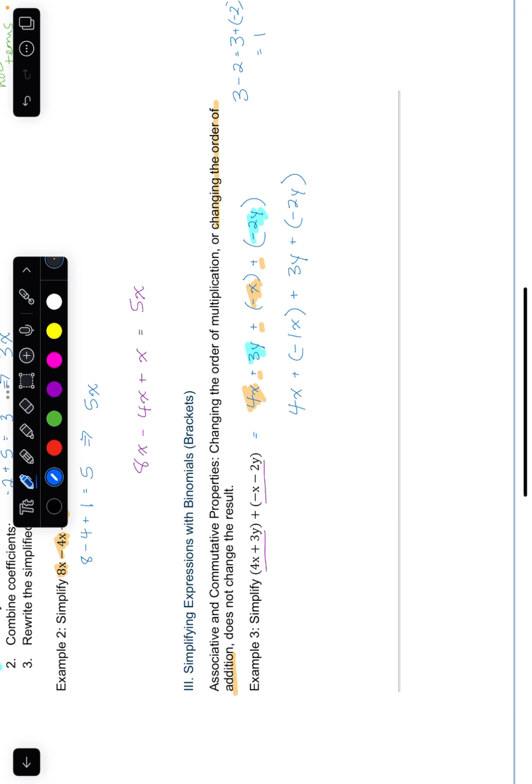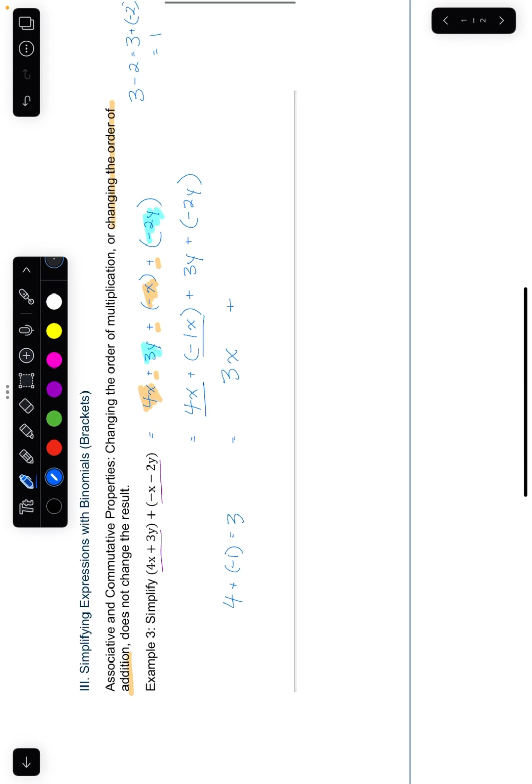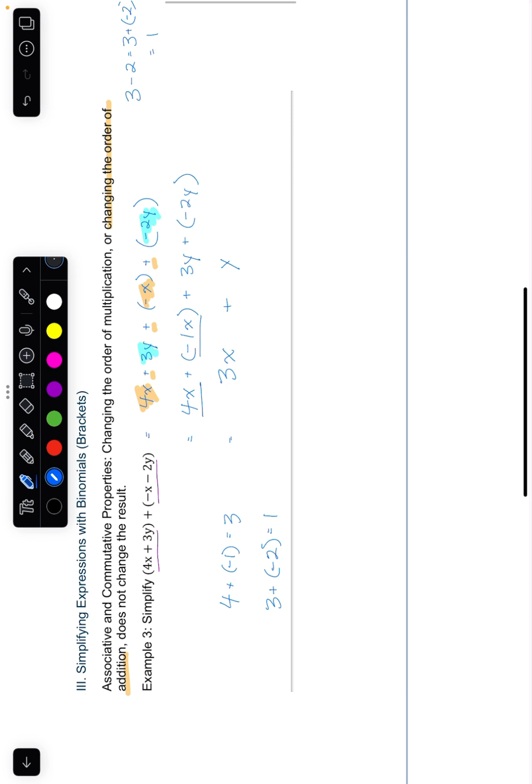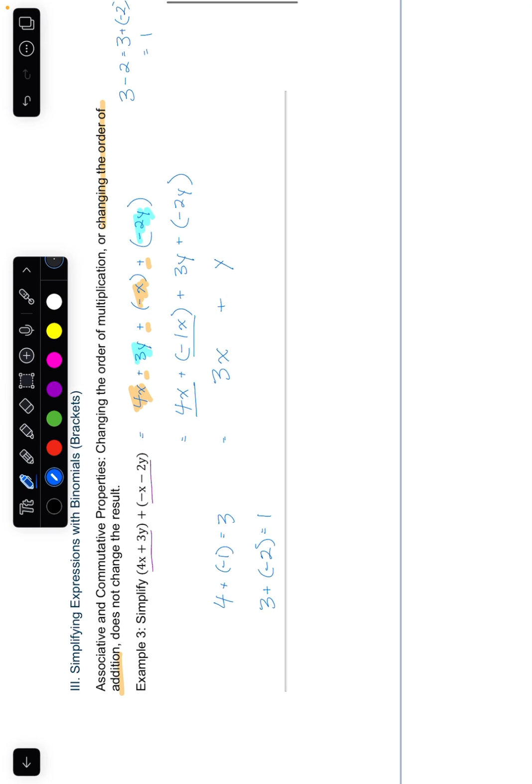So this first set, 4x plus negative 1x, we do 4 plus negative 1, and we get 3. And so I can replace those with 3x, plus we get 3y plus negative 2y, so 3 plus negative 2 gives us 1. And so we're left with 1y, or just y, 3x plus y. And we've simplified this expression and completed example 3.